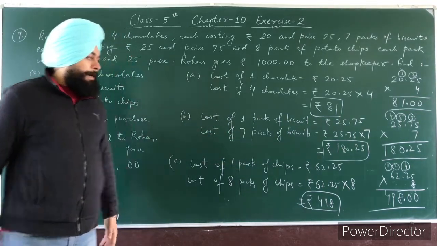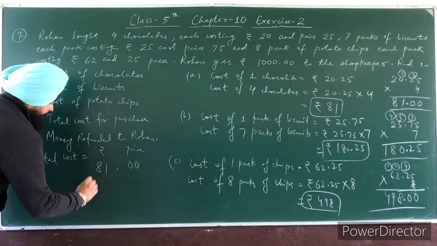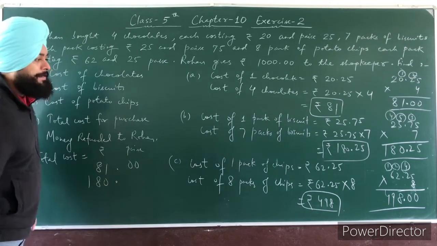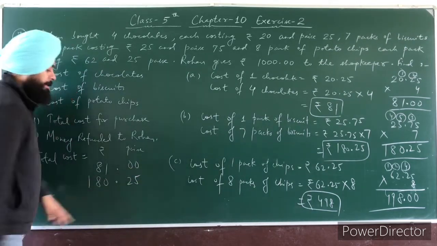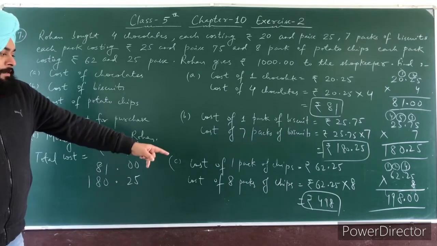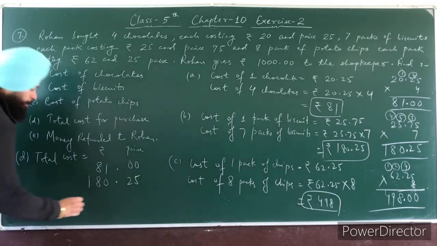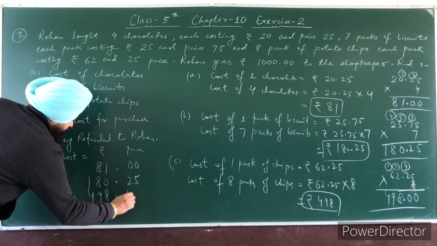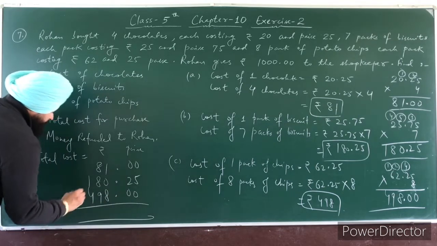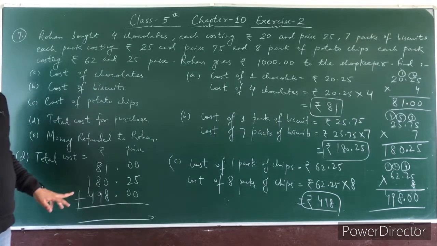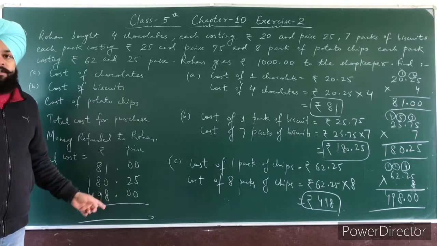Next is the cost of 7 packets of biscuits. It is rupees 180. And how many paise? 25 paise. Right here 25. And the last is potato chips, and it costs rupees 498. Again, no paise. Now you will find the total cost. So we have to add all these amounts.